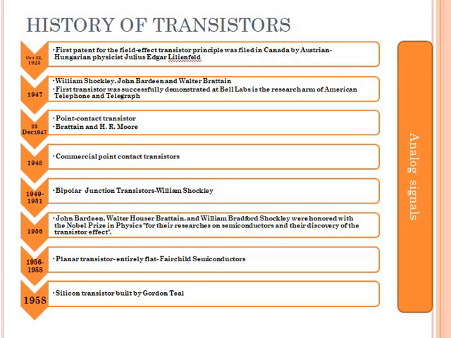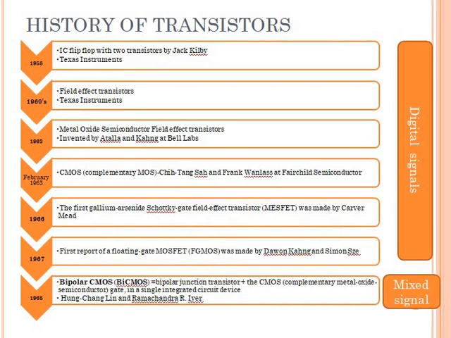In 1958, silicon transistors were built by Gordon Teal. Later to that, the IC concept was introduced, that is the integrated chip. We can integrate more than one transistor in a single chip, which was introduced in 1958, where an IC flip-flop with two transistors was introduced by Jack Kilby at Texas Instruments.